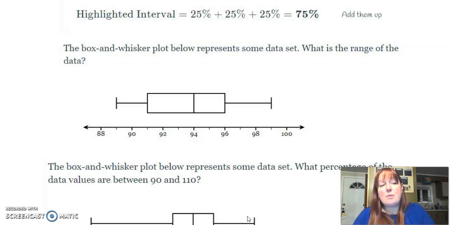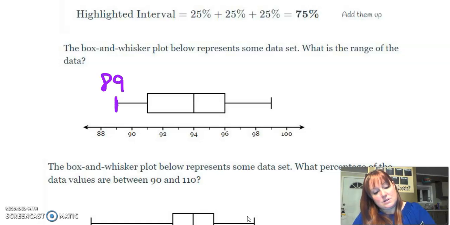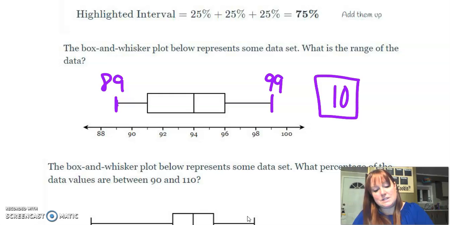of the data? Well, remember the range is the very top minus the very bottom, right? It's how far spread out they are. And so it looks like this bottom number here is 89, and it looks like this top number is 99. So how far is it from 89 to 99? Hopefully you don't have to do the math to figure that out. The range is 10.